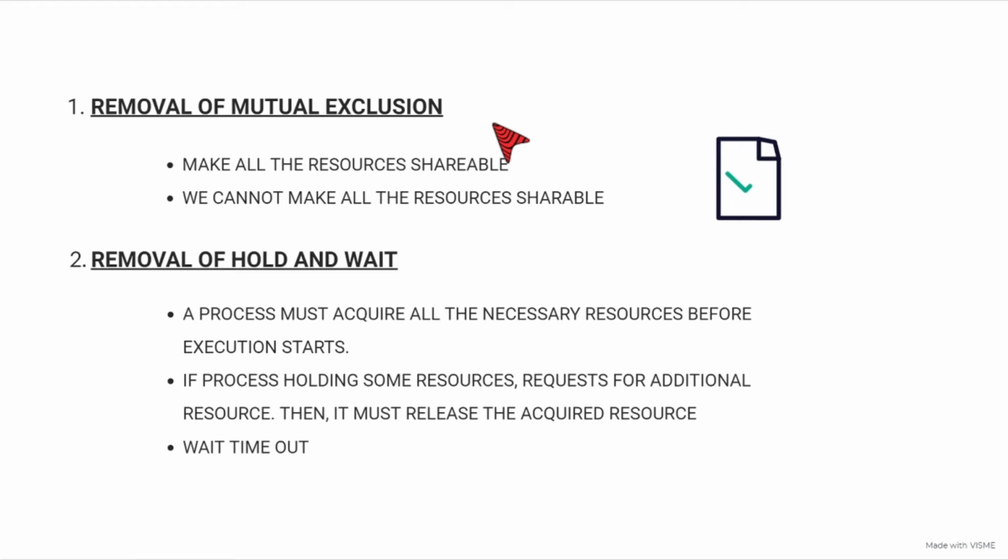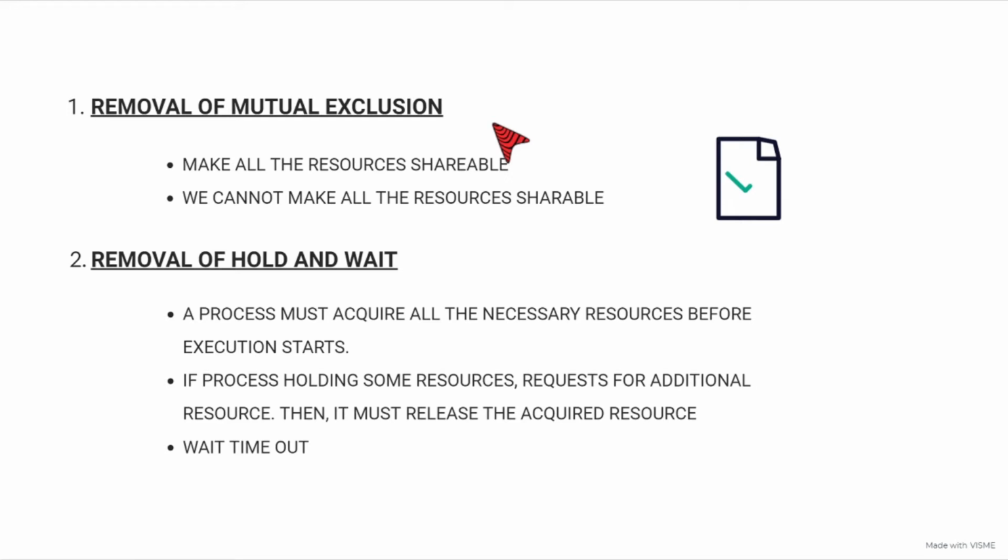That's it. Mutual exclusion is where the resources are not shareable. So what will happen if you remove mutual exclusion? The resources are shareable. So we want to make all the resources shareable in order to remove mutual exclusion. But there is a problem in this. This is not possible. This is impossible and it is not so easy. We cannot make all the resources shareable, which is a difficult job. Removal of mutual exclusion is difficult and impossible.